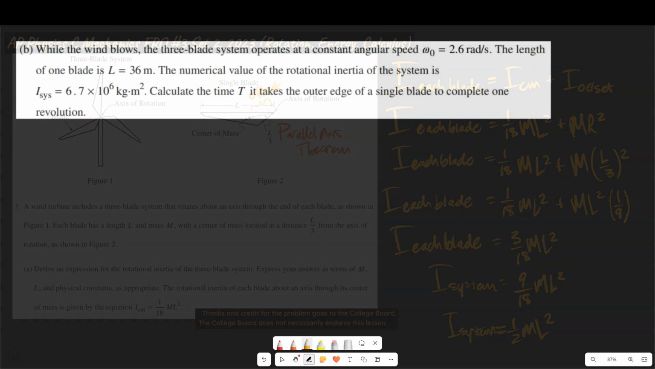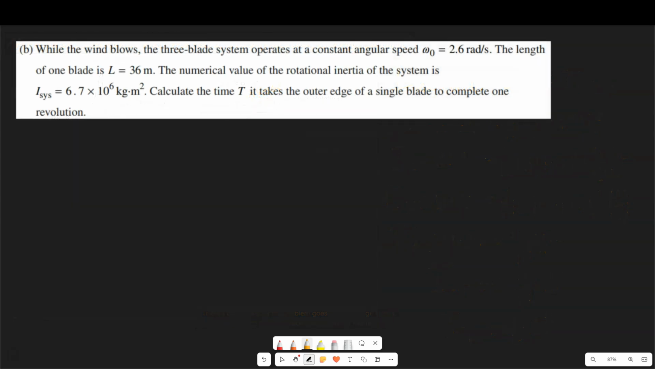Okay, and so taking a look at B, it says when the wind blows, the 3-blade system operates at a constant angular speed of this omega right here, 2.6 radians a second. The length of one blade is given. The numerical value of the rotational energy of the system is that. So they've solved for that total rotational inertia that we had just talked about. Calculate the time it takes the outer edge of a single blade to complete 1 revolution.